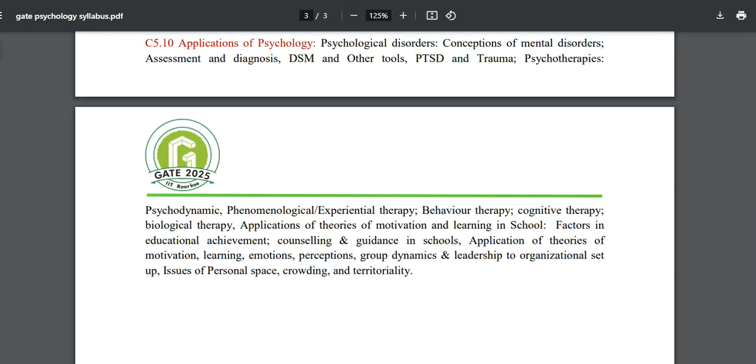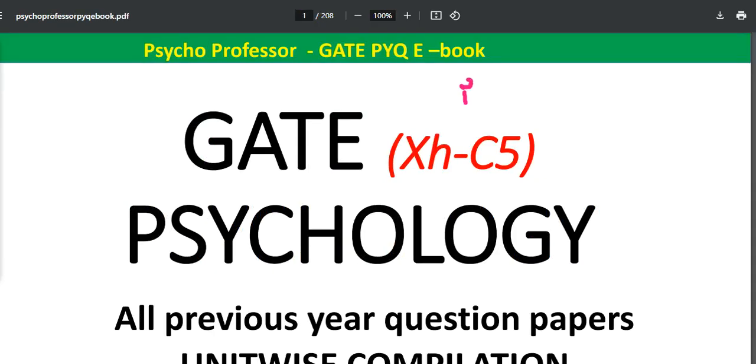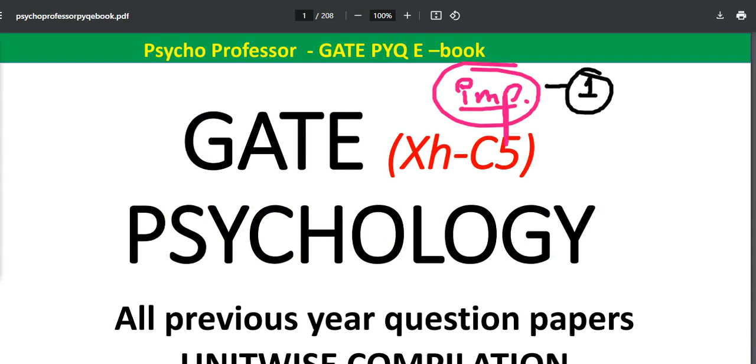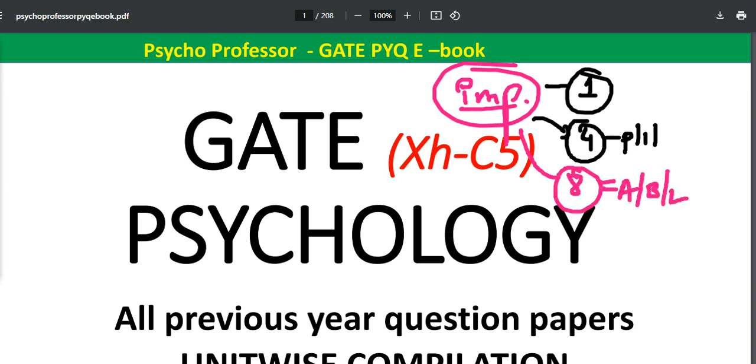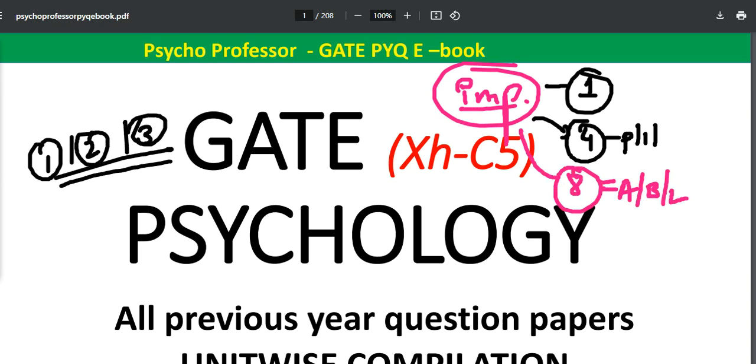So what is the gist of this? The gist is that the units which are very important for you are unit number 1, talking about research and all those things. Unit number 4, where you have perception, learning and all those things. And your unit number 8, social psychology, because they are asking about attitudes, beliefs and all those things as well. The rest of the units, you will find 1 to 2 questions, 1 to 3 questions each and every time from each particular unit.